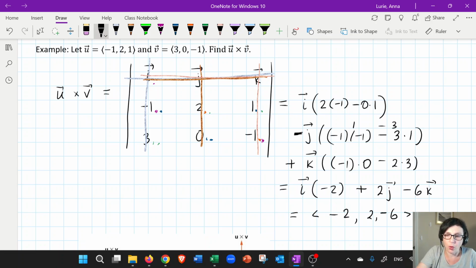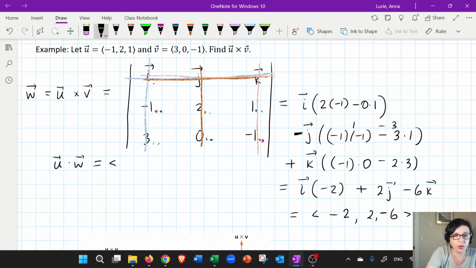I will always insist on you checking your answer. Is that really correct or not? And how do you do that? Well, think of u cross v as some vector w. This vector w must be orthogonal or perpendicular, whatever you prefer, to each of the original vectors. So if you find the dot product of that vector with each of the original vectors, it should be 0, because remember, if the vectors are perpendicular, the dot product must be 0.